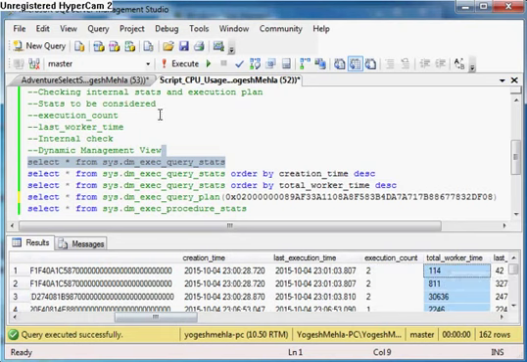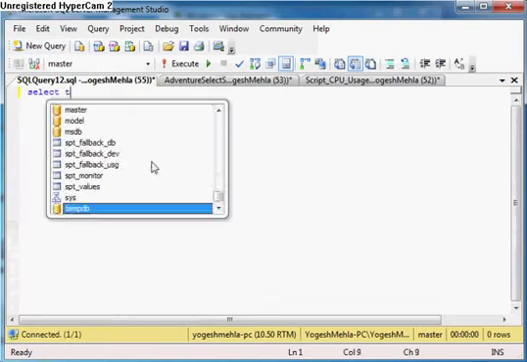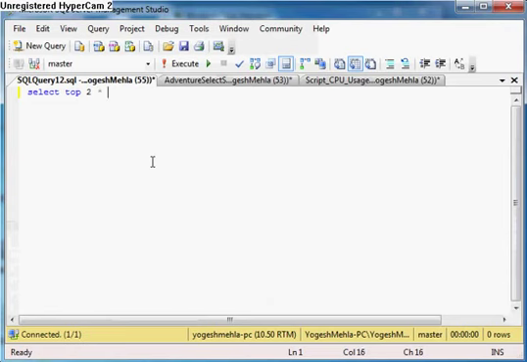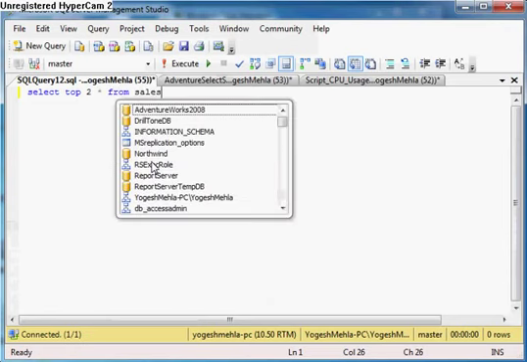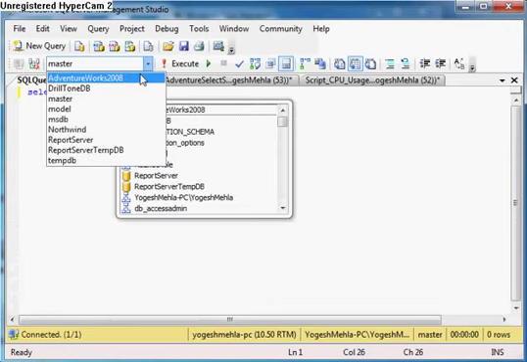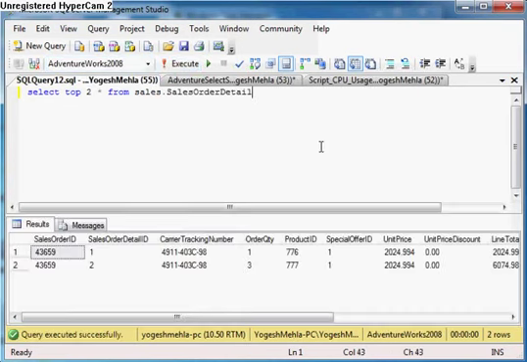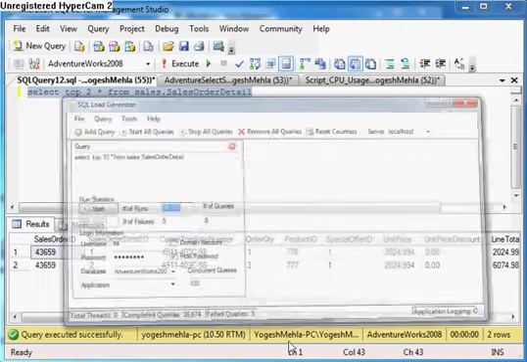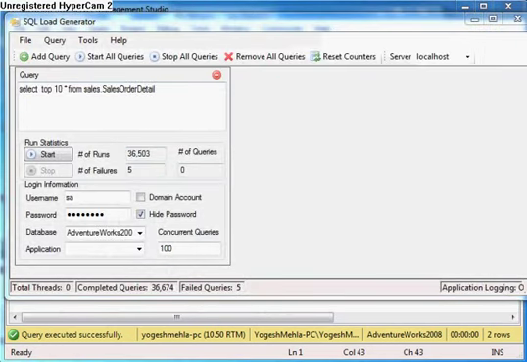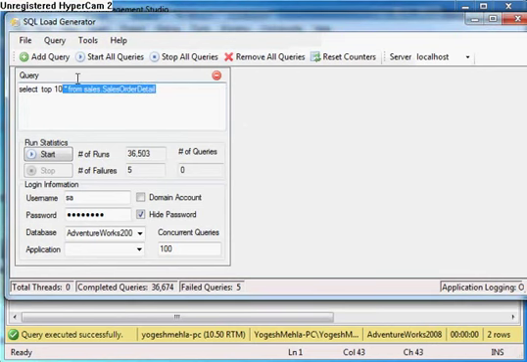Okay, now as I told you, my query was simple. Select top 2 star from sales, let me change the database, dot sales order. Now if I execute this, this is a simple query. Now here I will use this load generator. I will use this query and I will use like 200 concurrent connections.